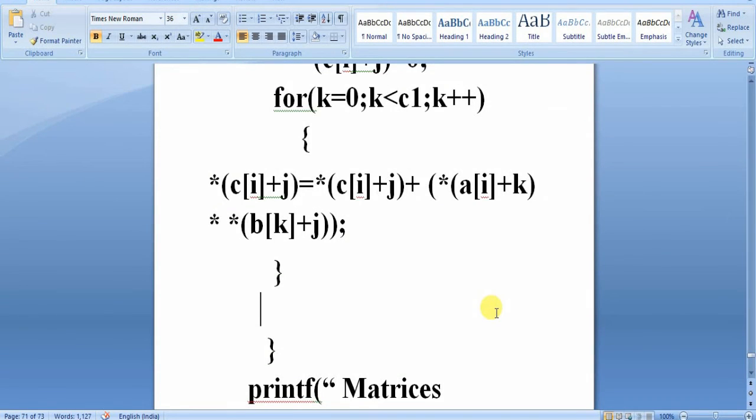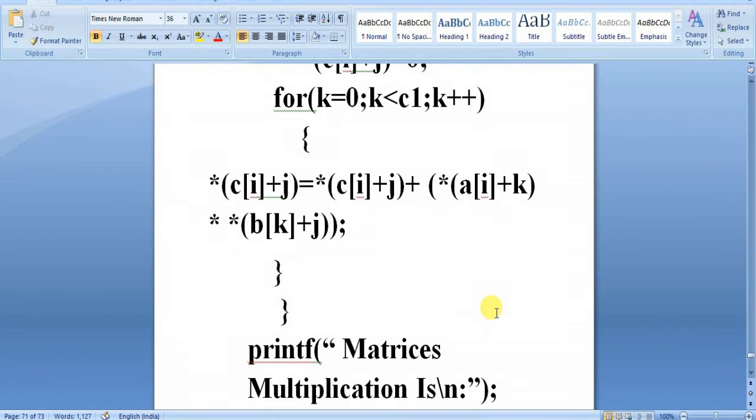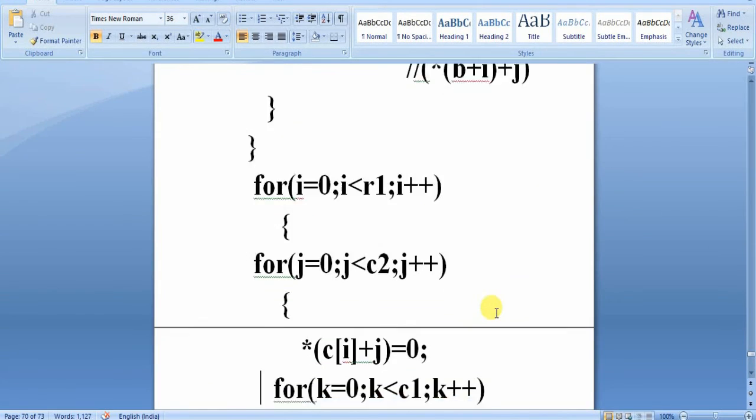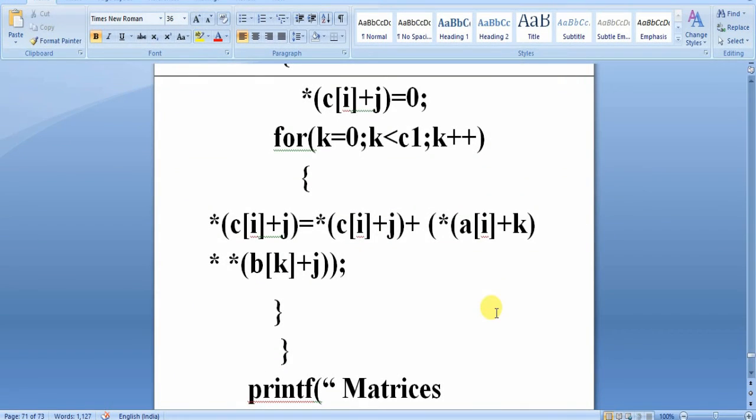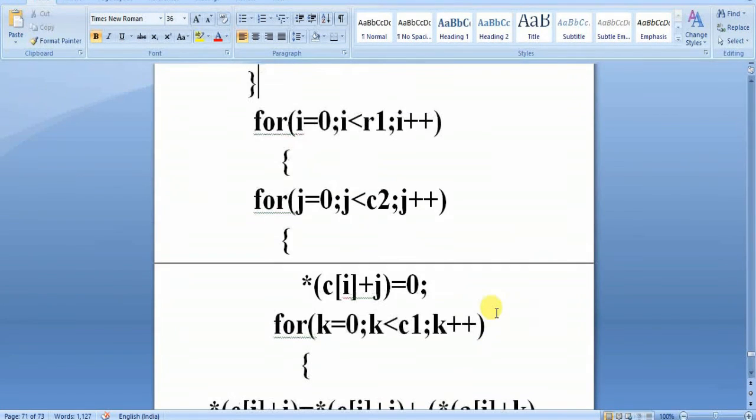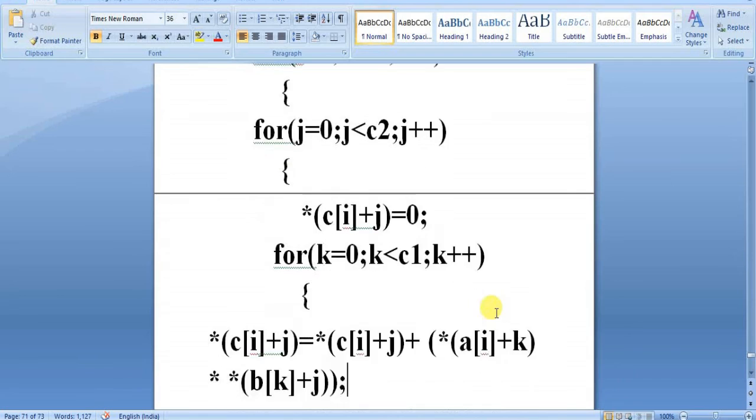So let's remember this one here. In multiplication of two matrices, only one thing to remember: the rows of A matrices are multiplied with the columns of B matrices. For this purpose we took one additional loop called k here. That k loop changes the columns of A matrices and the rows of B matrices. For this purpose only we took this k loop here. And finally you will get the resultant matrices with R1 rows and C2 columns here.